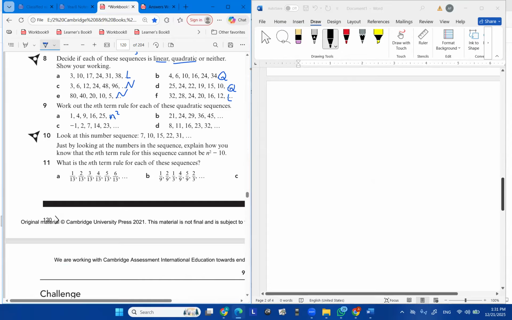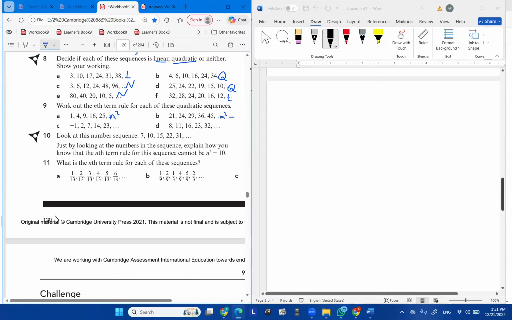What about the other one? B. Mr. Huma, they told me already that it's quadratic, so I don't need to test it and see if the second differences are the same or not. They told me that it's quadratic. So it's n squared. Test it. N squared is what? Try it with 1. N squared, which is 1 squared, is 1.